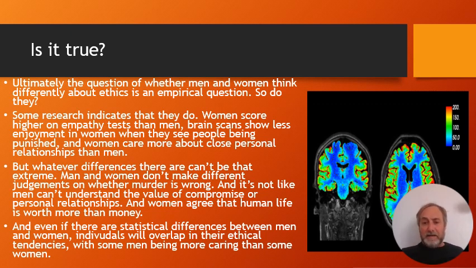And it's not as though men can't understand compromise or personal relationships or empathy or anything like that. If I go up to a woman on the street and ask, hey, do you think that a human life is worth more than money? She's likely to say yes, right? So the differences, if there are differences, probably aren't huge, right? And of course, there's going to be overlap. Some women may be very Kantian in the way they think about morality, and some men may be very empathetic, right? But it could be true that there are differences, to some degree.